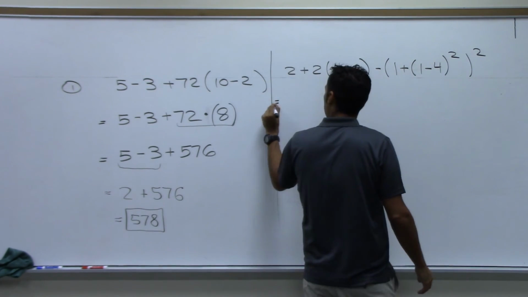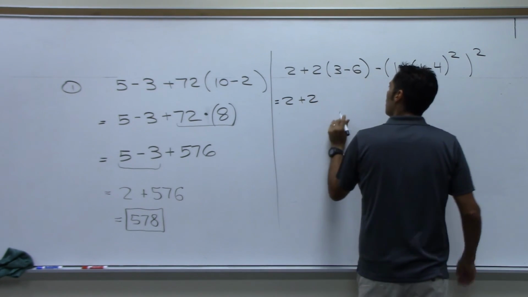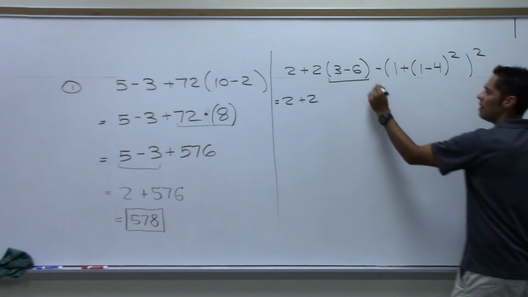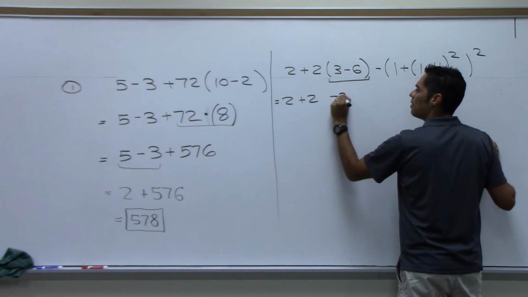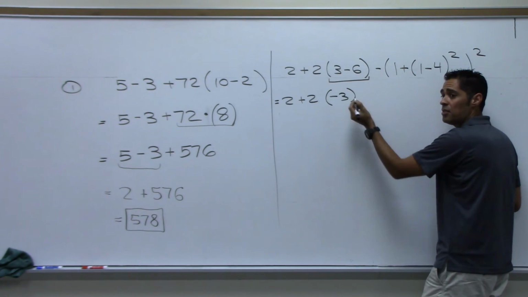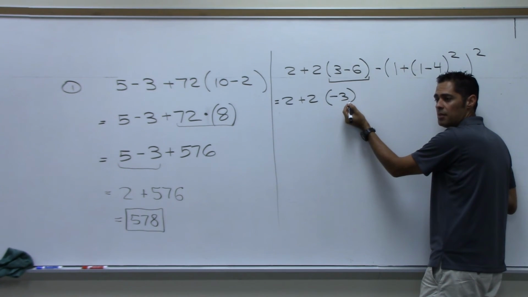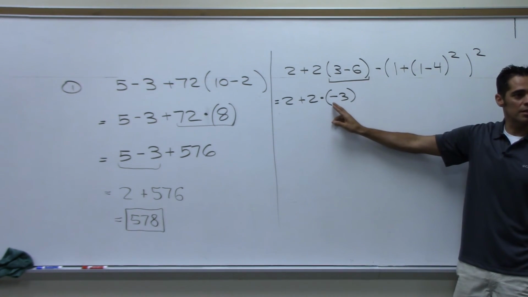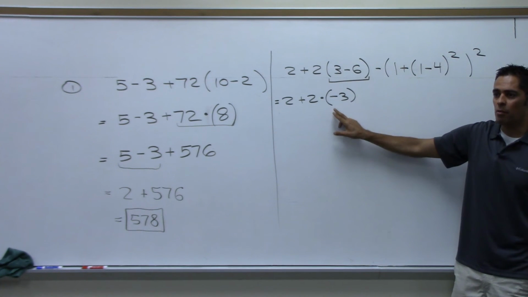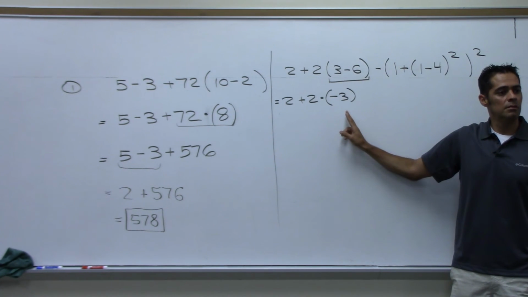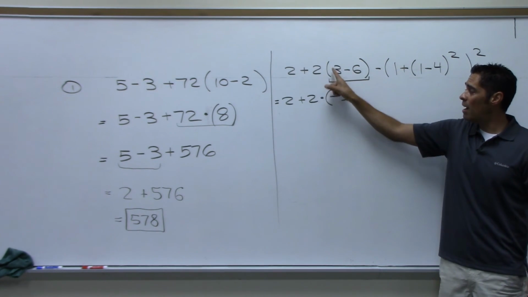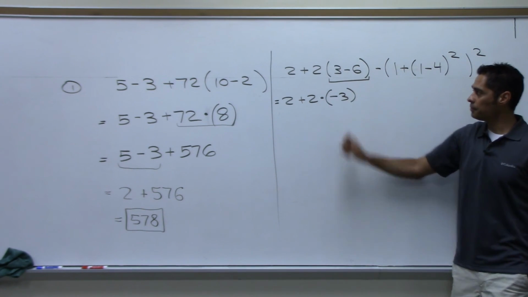So how about this? I'm going to write equals. I'm just going to go 2 plus 2. Let me go ahead and take care of this. What's 3 take away 6? Negative 3. So I'm going to put negative 3. And let me go ahead and put that in parentheses. Now this is real important that you put that one in parentheses, because you're about to multiply it. What if you forget to put the multiplication there? What if you don't write a parenthesis? What are you going to think that is now? You're going to think that's subtracting 3. But this has actually become 2 times negative 3.